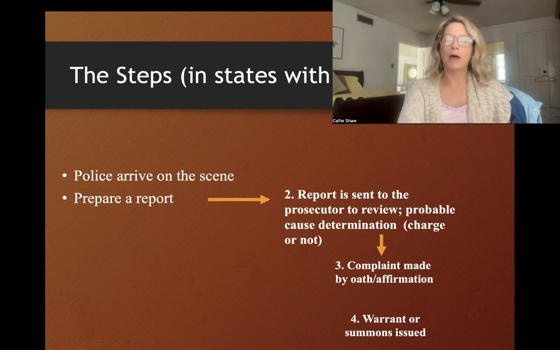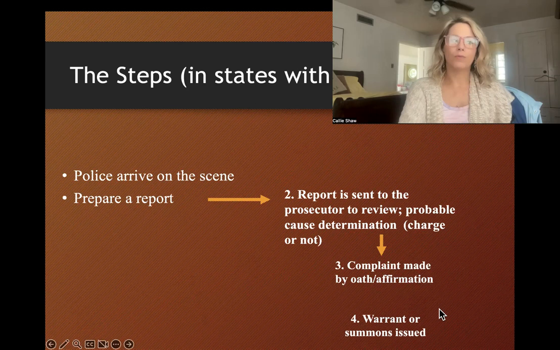Okay. A warrant is issued. Now, a warrant is a way to get that defendant into court. So that person will be arrested.